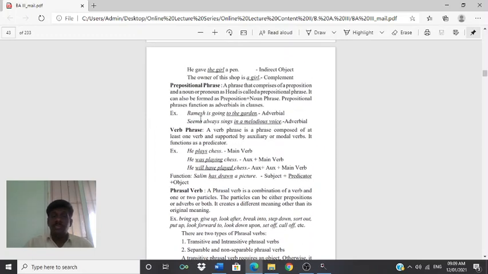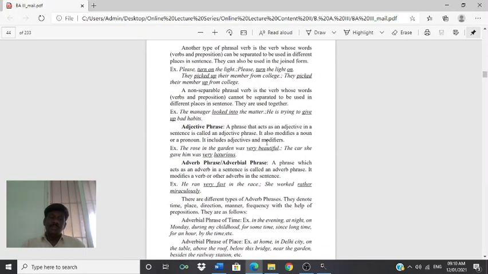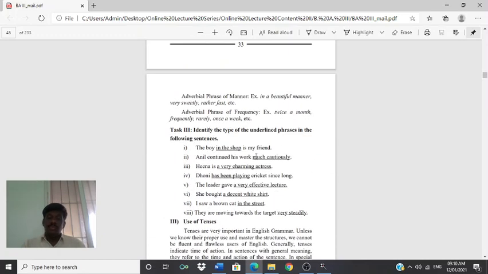In the next session we will continue the same and complete the two more, that is adjective and adverb phrases. And then we will begin with the use of tenses. That is also a very important part of this unit.